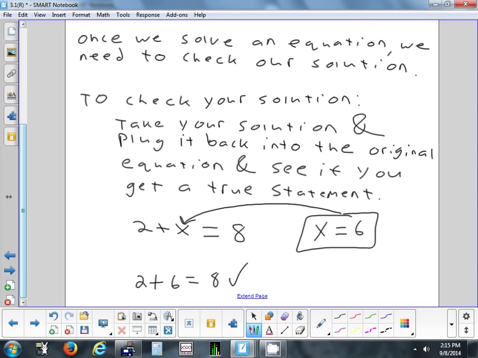Let's say you thought 5 was the answer. If you plug 5 in, you'd have 2 plus 5 equals 8. What's 2 plus 5? 7. Does 7 equal 8? Is that true? No, 7 doesn't equal 8. That's not true. Okay? So if you get a statement that's not true, your answer is wrong. And then you got to go back and try it again.